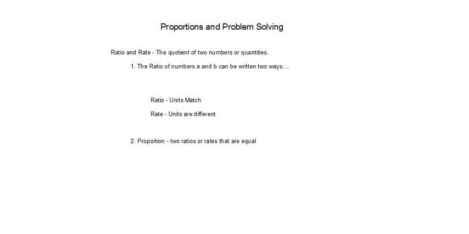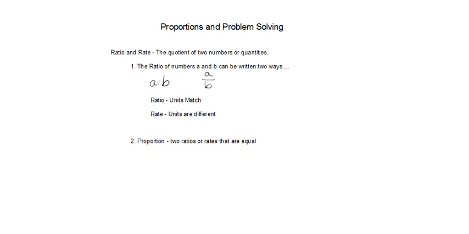Ratio and rate. They're the quotient of two numbers or quantities. The ratio of numbers a and b can be written two ways: a colon b, or as a fraction, a over b. In a ratio, the units must match. In a rate, the units are different.